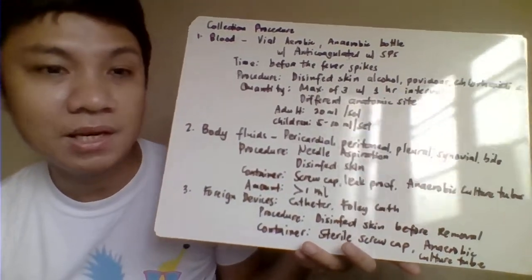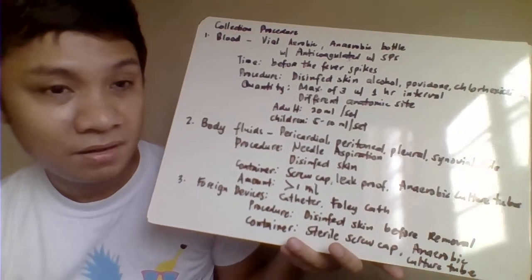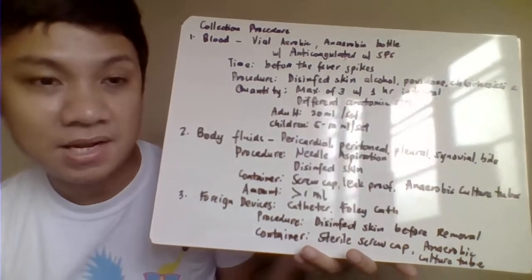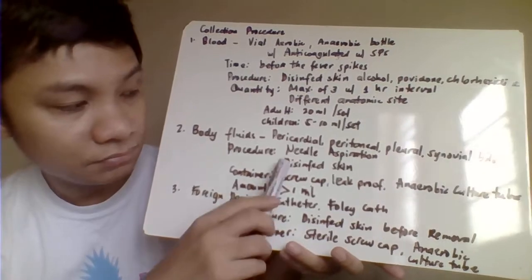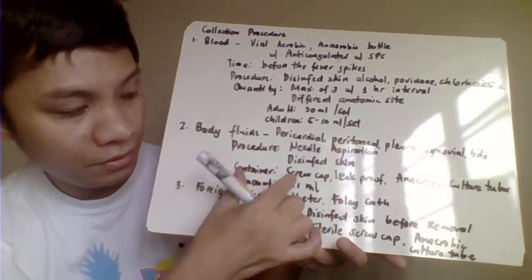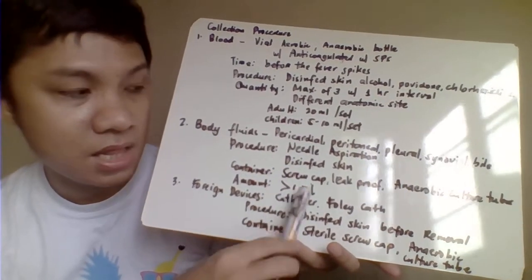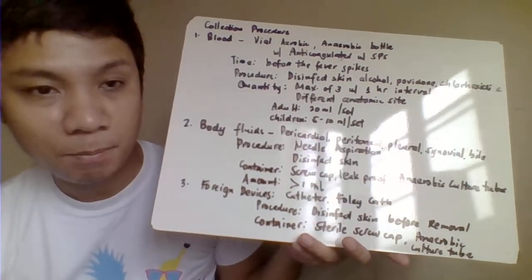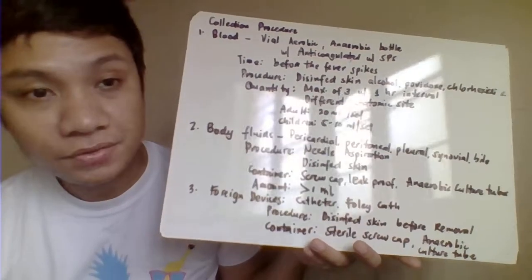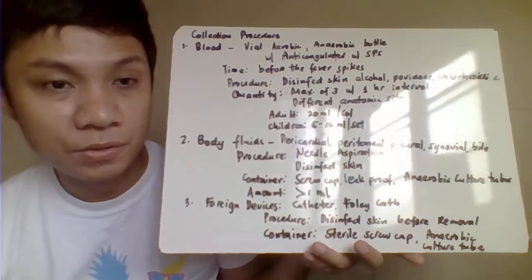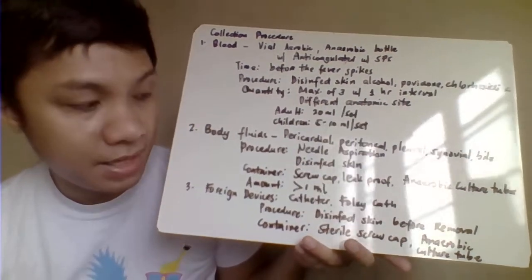So when you're doing the needle aspiration technique, you need to clean the skin first. That would prevent contamination by the normal microbial flora in your skin. Okay, so we're going to put your specimen in a sterile, screw cap, leak-proof container. And you could also have a separate anaerobic culture tube for the recovery of anaerobic bacteria.